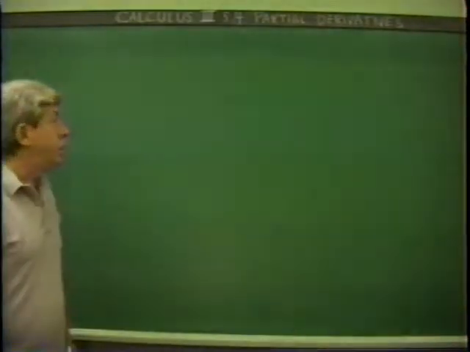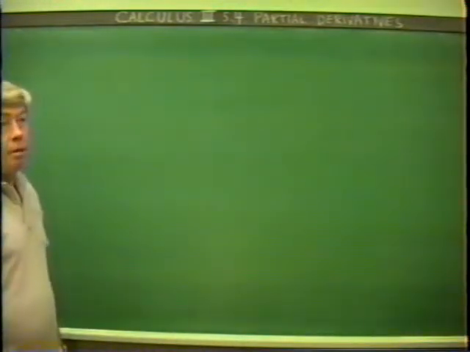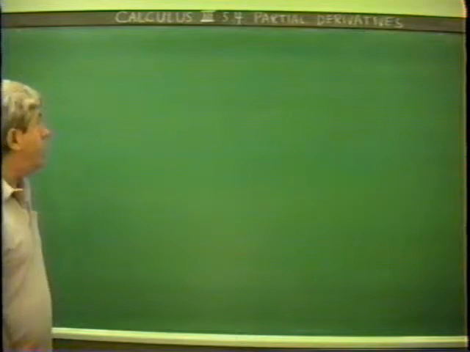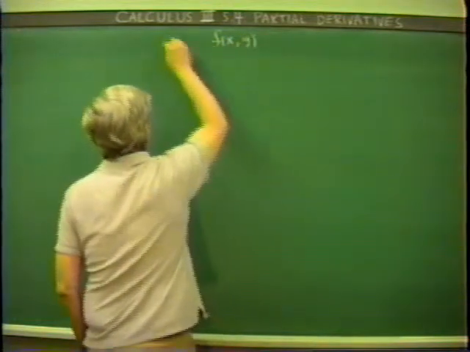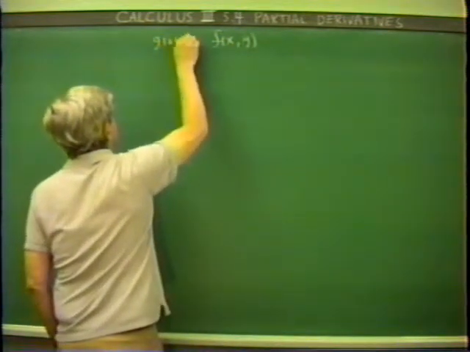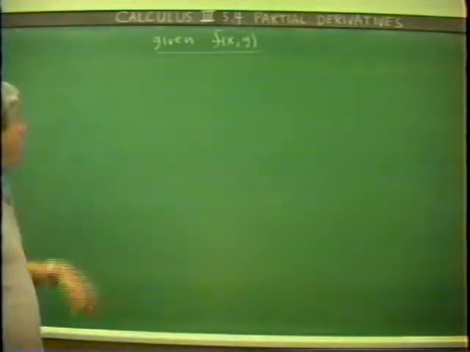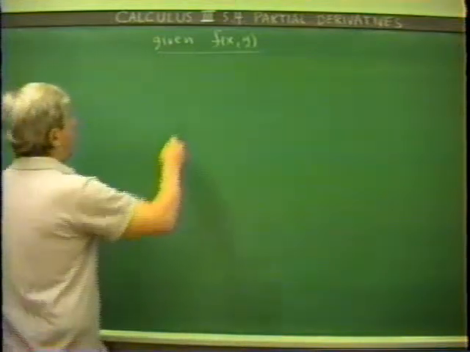There are several analogs to differentiation in higher dimensional spaces, in two-dimensional space for that matter. And we'll be looking at some of those. The first is a sort of an incomplete notion here, and it's called partial derivatives. So given a function f of x and y, we want to define the partial derivatives of f with respect to x and with respect to y.